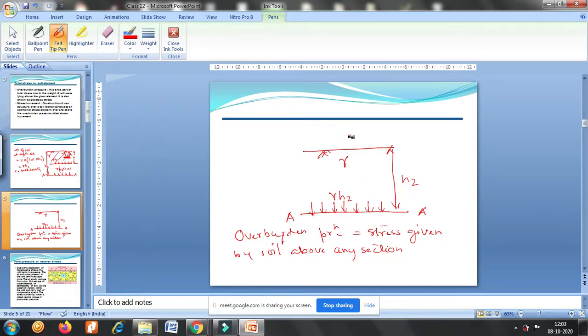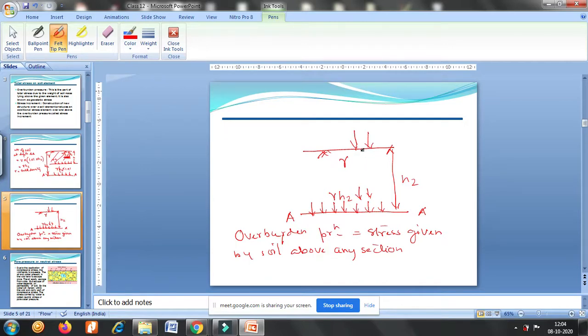Now if we apply a load here, suppose we have constructed a footing over there, then this will act as an additional stress over the overburden pressure, and that is called the stress increment. If we apply any external load on the soil surface, then that load will act as additional stress over this portion, and that stress is called the stress increment.